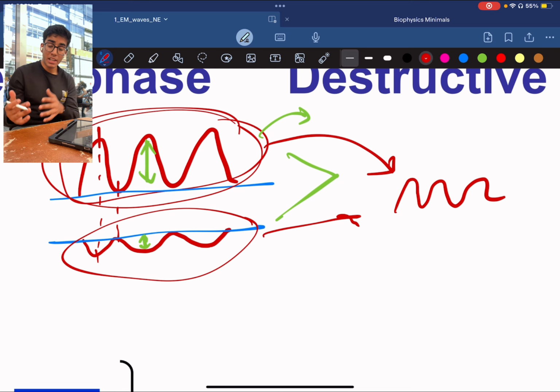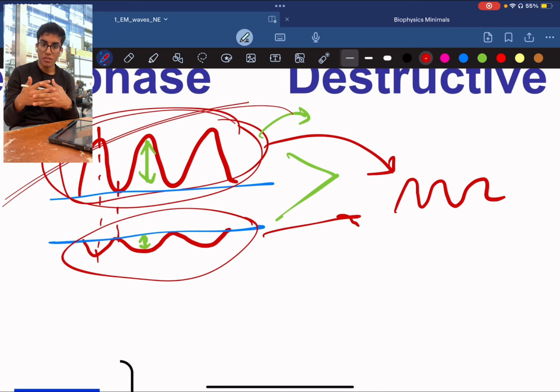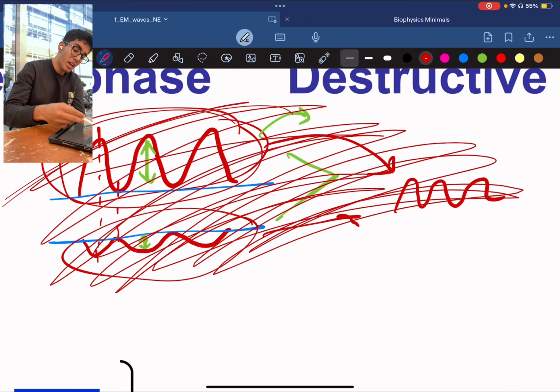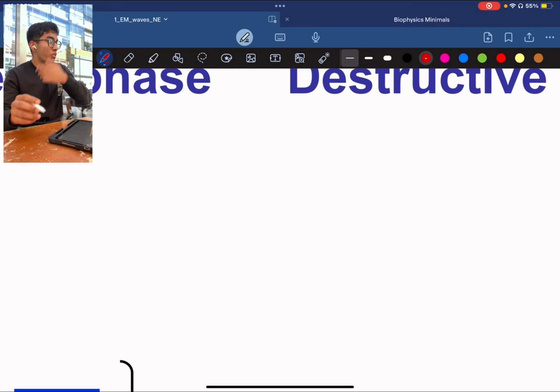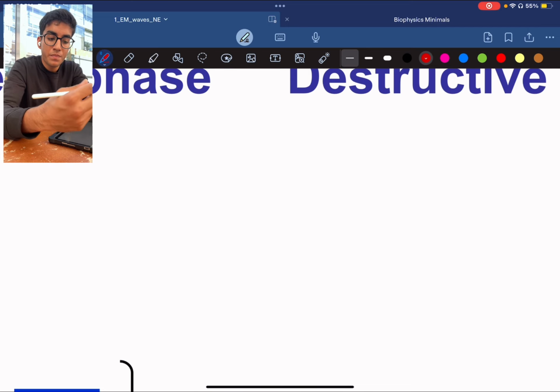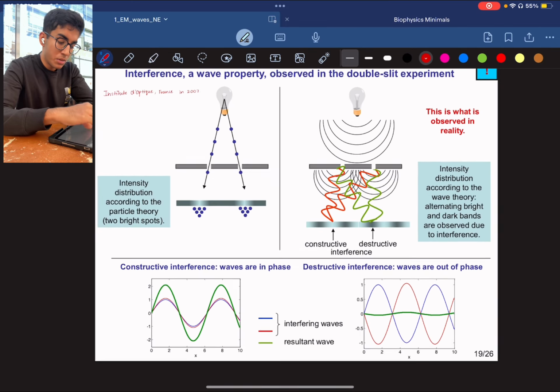Okay, they interfere with each other. If they build up on each other, that's constructive. If they don't, that's destructive. That is constructive and destructive. It's important. Later on, after I finish the video, I'm gonna go through the minimals. I'm gonna explain the exact definitions, what word you should use, what not. For now, understand the concept of this.